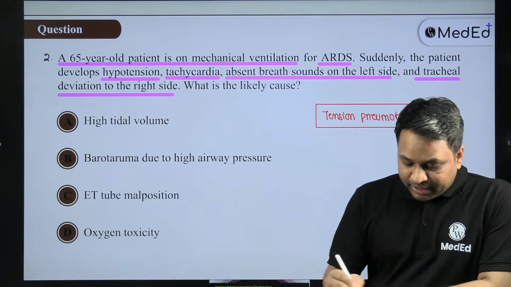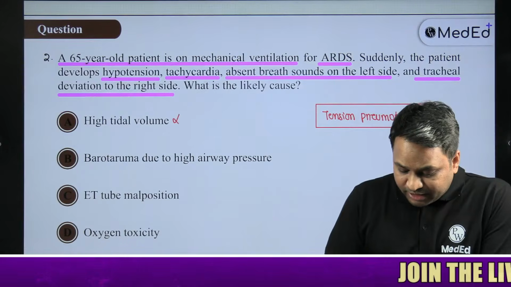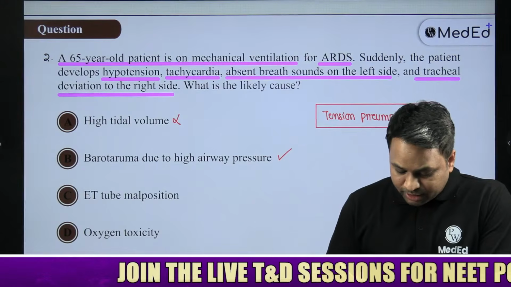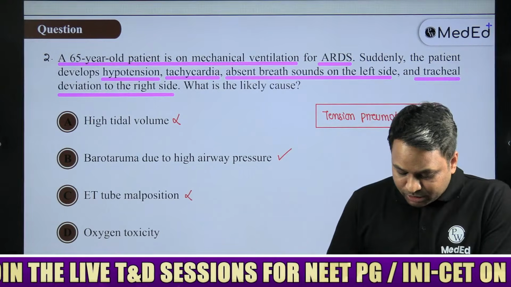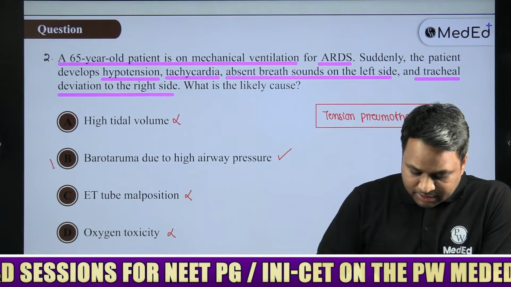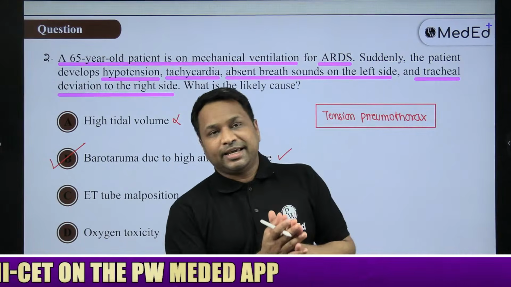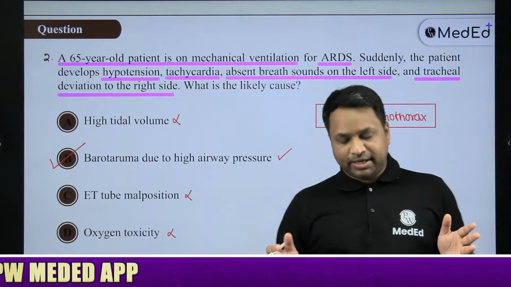So why will it create tension pneumothorax? It is not because of increased tidal volume. Yes, it can be because of barotrauma due to the pressure. It is not because of ET tube malpositioning or oxygen toxicity. The answer here is B, as rightly said, right? So here it's a case of tension pneumothorax.